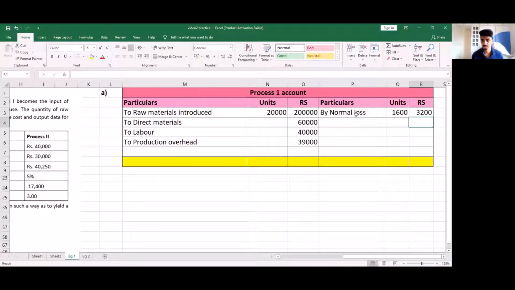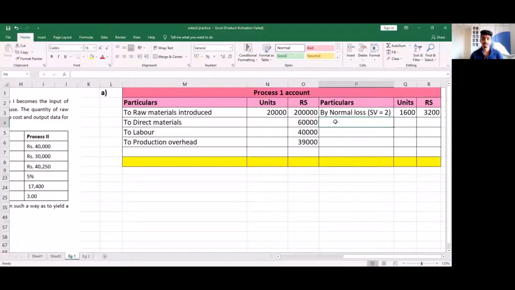That gives us 3,200. So over here, we will mention that our scrap value is equal to 2. So this is our normal loss realization. Now you may wonder why we're taking normal loss realization on the credit side. A normal loss realization is something that does not form a part of your cost.